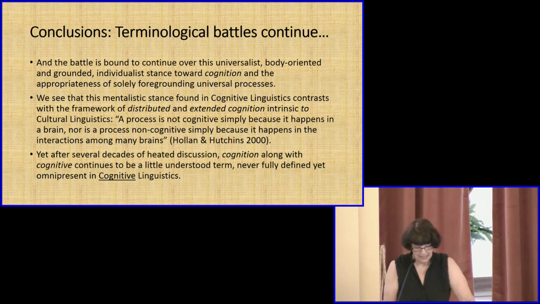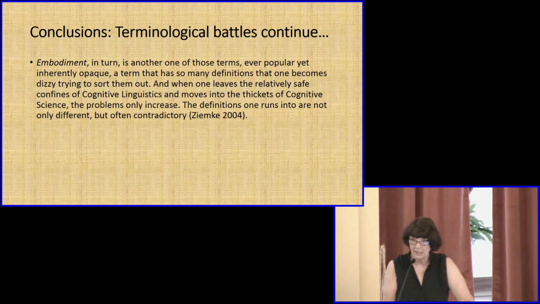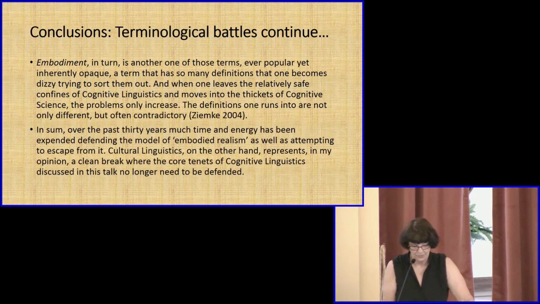Yet after several decades of heated discussion, cognition, along with cognitive, continues to be a little understood term, never fully defined, yet omnipresent in cognitive linguistics. Embodiment, in turn, is another one of those terms, ever popular, yet inherently opaque, a term that has so many definitions that one becomes dizzy trying to sort them out. And when one leaves the relatively safe confines of cognitive linguistics and moves into the thickets of cognitive science, the problems only increase. The definitions one runs into are not only different, but often contradictory.